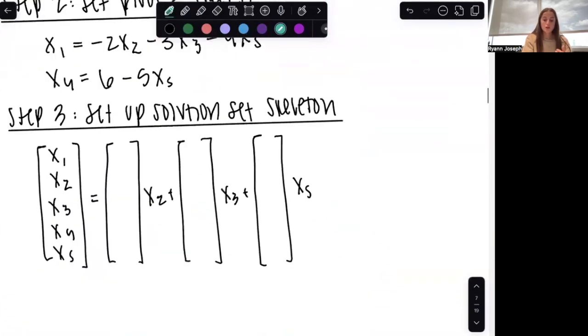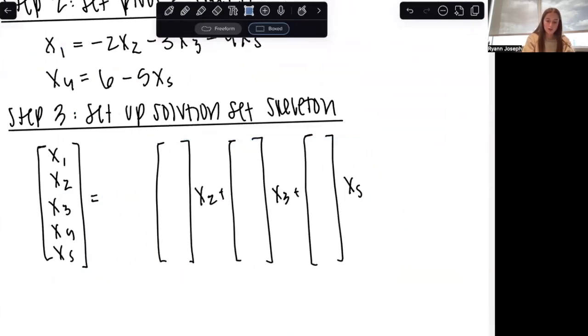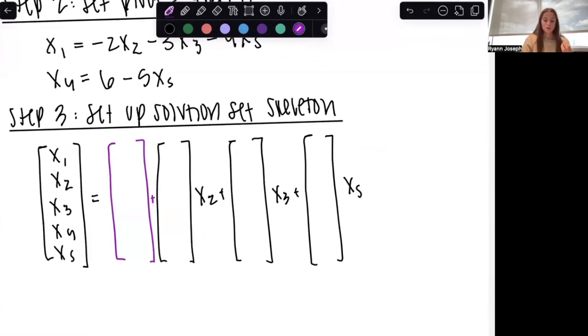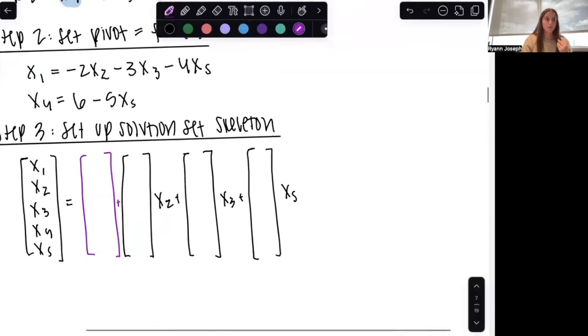So whenever you're solving for the non-homogeneous solution, we also need to add, I'll make it a different color, a column for that. There's no variable associated with that because it's just a scalar, it's just a number. So we set up our solution set skeleton.